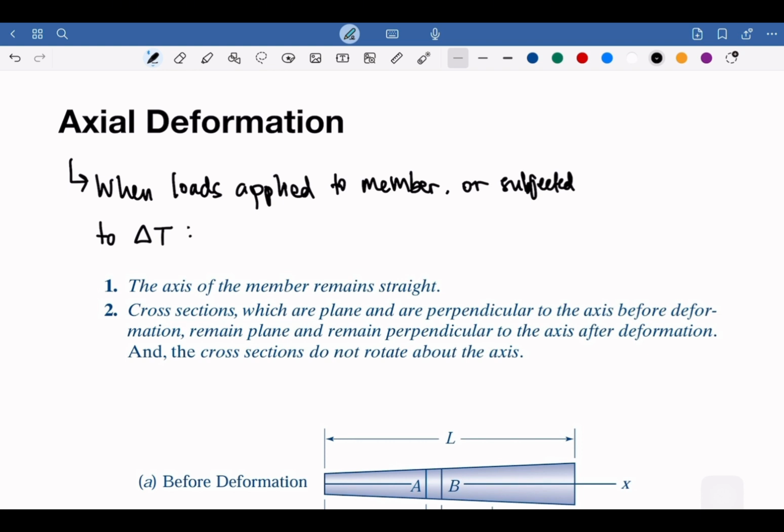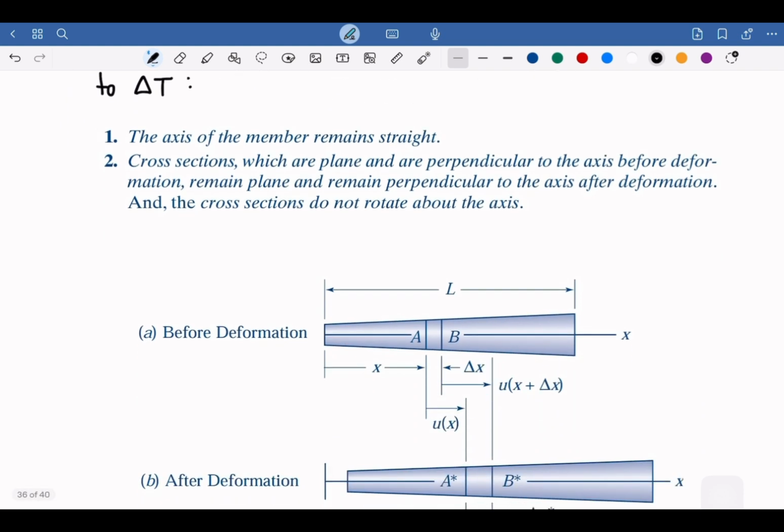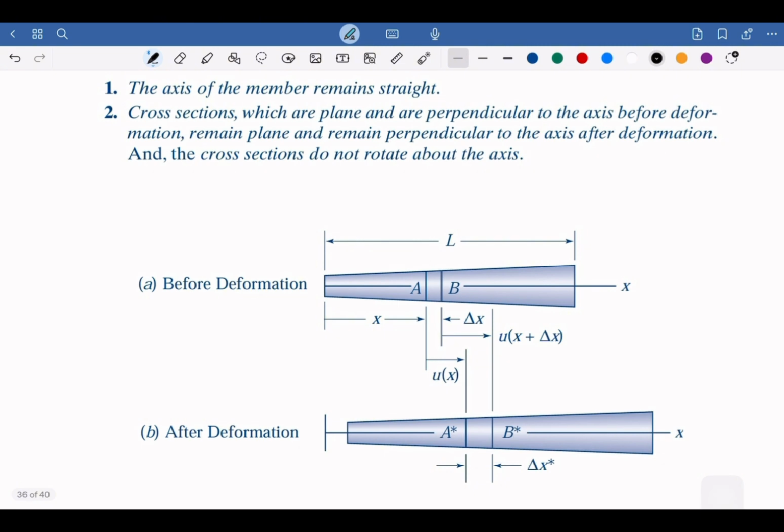So if we have a straight bar and you make it longer, if you cut the bar, the cross section is still the same. And then the cross section does not rotate. It's still on the same straight axis. So if we could see here, the cross sections are still plane, and it is still straight. It's not going to be bent.